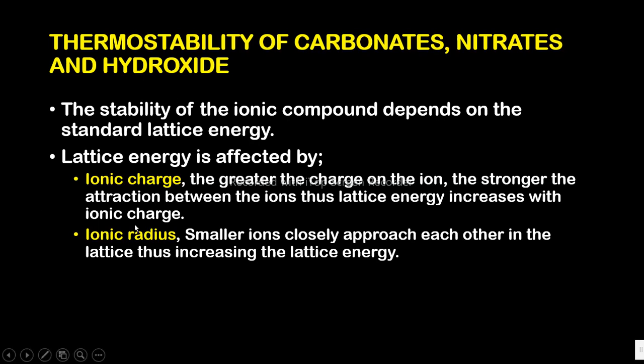And also the ionic radius of both ions, not one. If the ionic radii of both ions are small, then these ions will strongly attract each other, and so the bond that is going to be formed between the two ions is so strong that it cannot easily be broken. As a result, if the bond is strong, then you need so much energy to break such a bond, hence a high lattice energy.